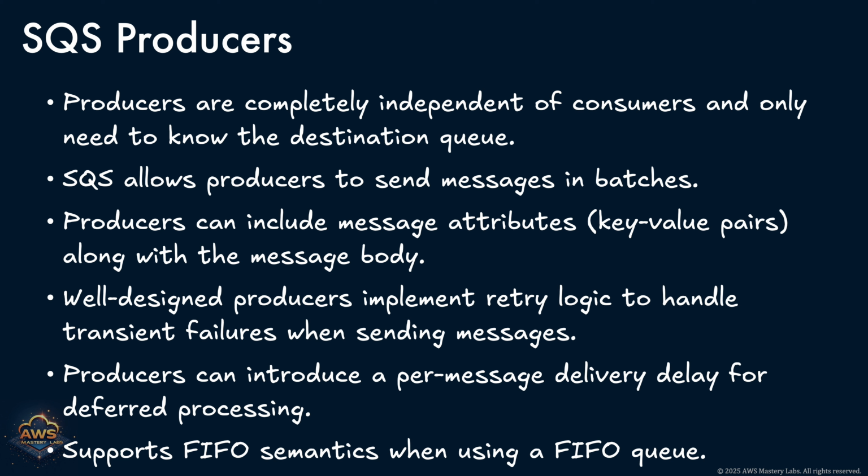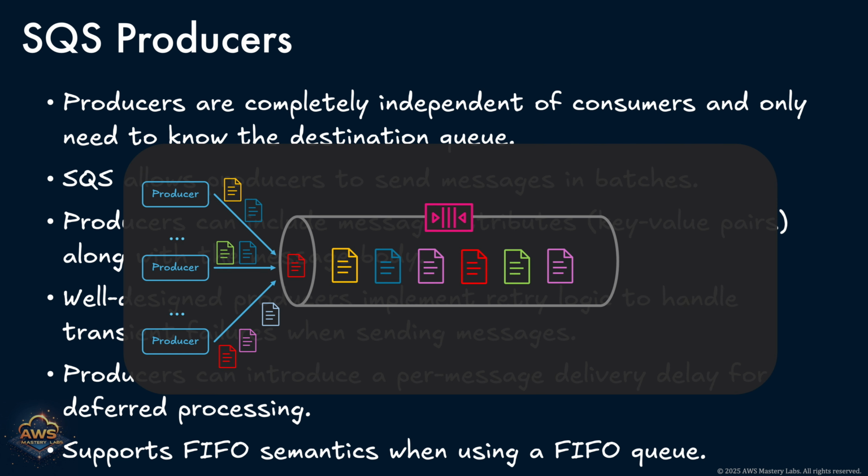In real-world applications, network interruptions and transient errors are a reality. Well-designed producers include retry logic to handle these scenarios gracefully. If a send attempt fails temporarily, producers can automatically retry based on configured backoff strategies, ensuring that critical messages aren't lost due to short-lived issues. Another powerful feature available to producers is per-message delivery delay. Producers can set a delay timer on individual messages, controlling exactly when the message becomes available to consumers. This is useful for deferred processing scenarios like scheduling notifications or delayed workflows.